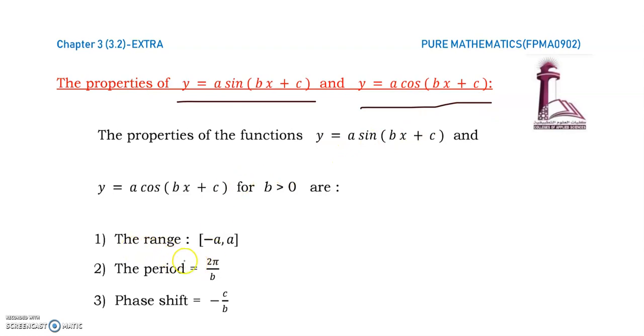The range of these type of functions can be written as minus a comma a. The period is 2 pi over b. Phase shift is minus c over b. The important condition is that here b is greater than 0, that is, the coefficient of x, that is b, is greater than 0. It is very, very important.